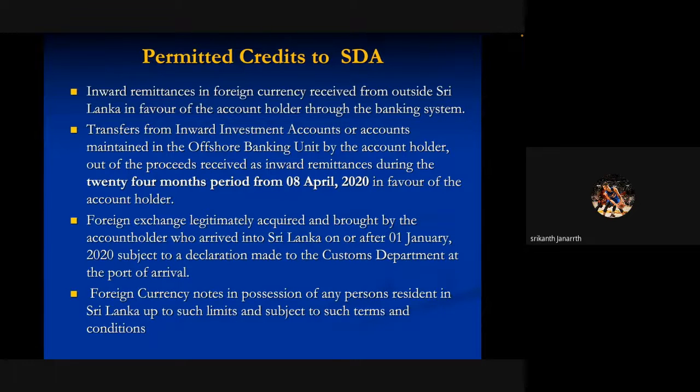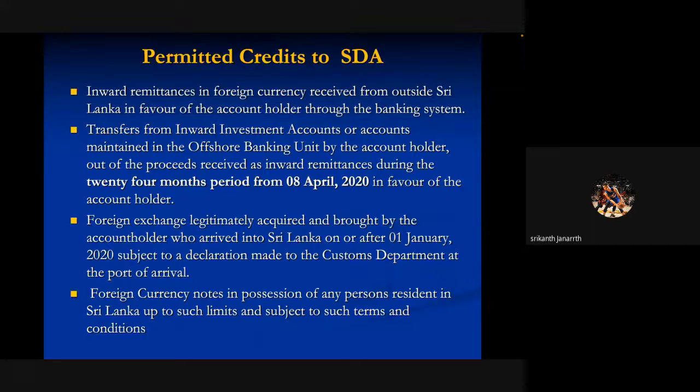Permitted credit: inward remittance in foreign currency received from outside Sri Lanka, it has to be inward remittances, yes. Transfer from inward investment account or account maintained in an offshore bank unit, yes. You can transfer from inward investment account or offshore banking account. Again, you can see 24 months from the period is bolded, it's still valid. Foreign exchange legitimately brought in by the account holder: from the 1st of January 2020, they gave the permission. If anybody coming after 1st of January has brought some money legitimately, they can deposit into this account.